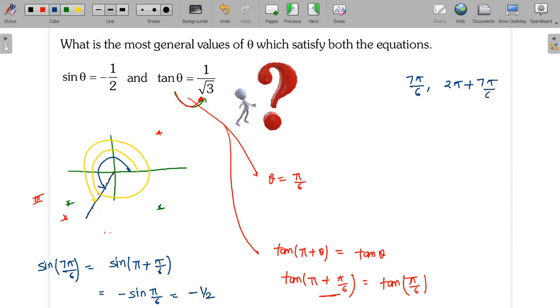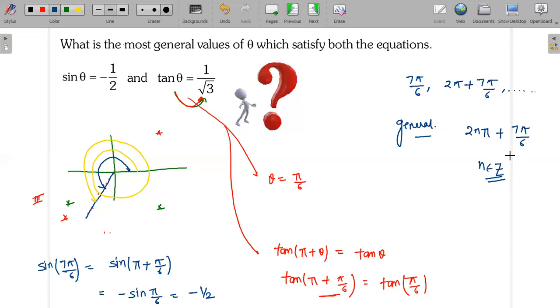And you keep getting different solutions at a 2 pi length of interval. If someone asks you to generalize this solution, then the general solution is given by this formula. It is 2n pi plus 7 pi by 6, where your n can take any integral values.